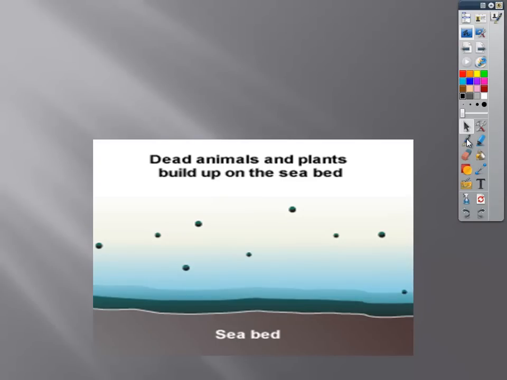Oil is created millions of years ago by the deposit of dead sea organisms that have been deposited on the bottom of the ocean. So the hydrocarbons that you see, the hydrocarbon bonds that we need for the energy, come from sea organisms.